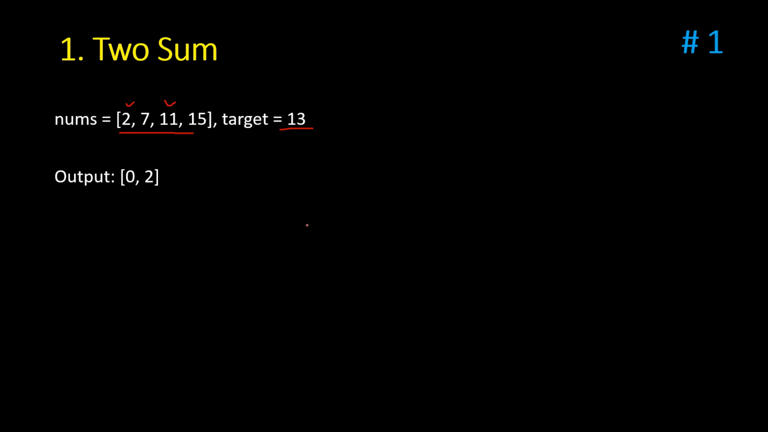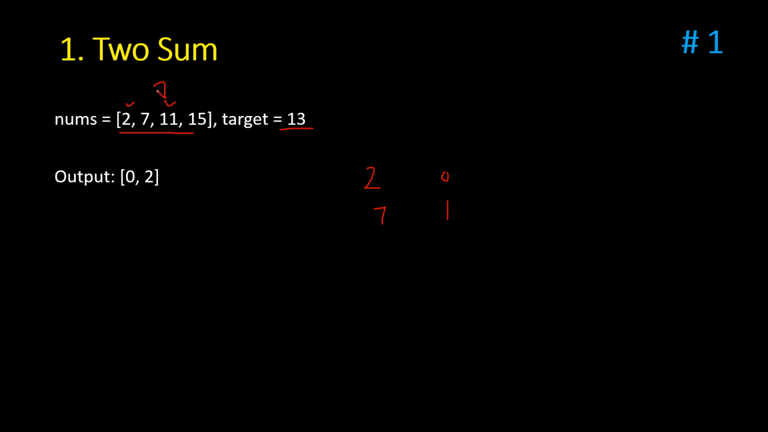But in the optimized case you should use a hash set or a hash map, so that whenever you visit any number you store it in the hash map. So the first time you visit 2, you look for 11 in the hash map, the remaining number. You don't find it and you store 2 in the hash map with index 0. Then you go to 7, you look for the remaining one, that is 6, you don't find it, so you store it. So 2 is stored at index 0, then 7 is stored at index 1.